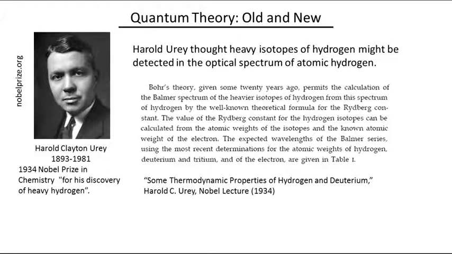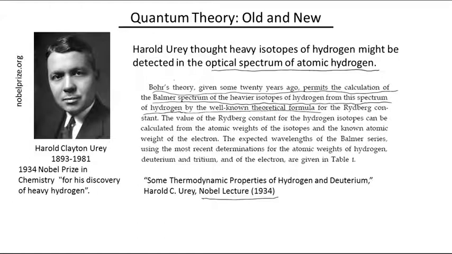So Urey had the idea of looking for this heavy isotope of hydrogen in the optical spectrum of atomic hydrogen. And here is how he states his idea, taken from his Nobel lecture of 1934. "Bohr's theory, given some 20 years ago, permits the calculation of the Balmer spectrum of the heavier isotopes of hydrogen from this spectrum of hydrogen by the well-known theoretical formula for the Rydberg constant."